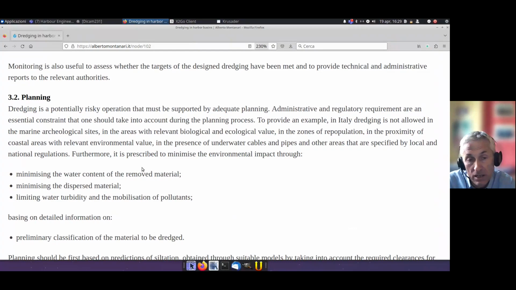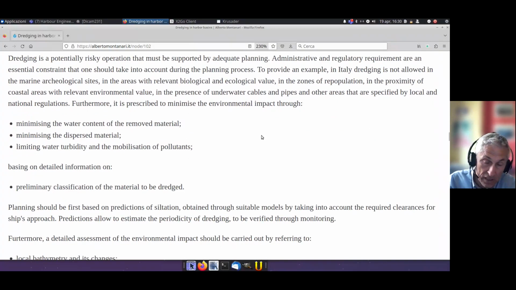Furthermore, it is prescribed to minimize the environmental impact of dredging through a series of cares, which include minimizing the water content of the removed material. Of course, there are several reasons for that, but it's also a requirement to make sure that the environmental impact of dredging is minimized. We need to minimize the dispersed material, and we have to limit water turbidity and the mobilization of pollutants, based on detailed information on the preliminary classification of the material to be dredged.